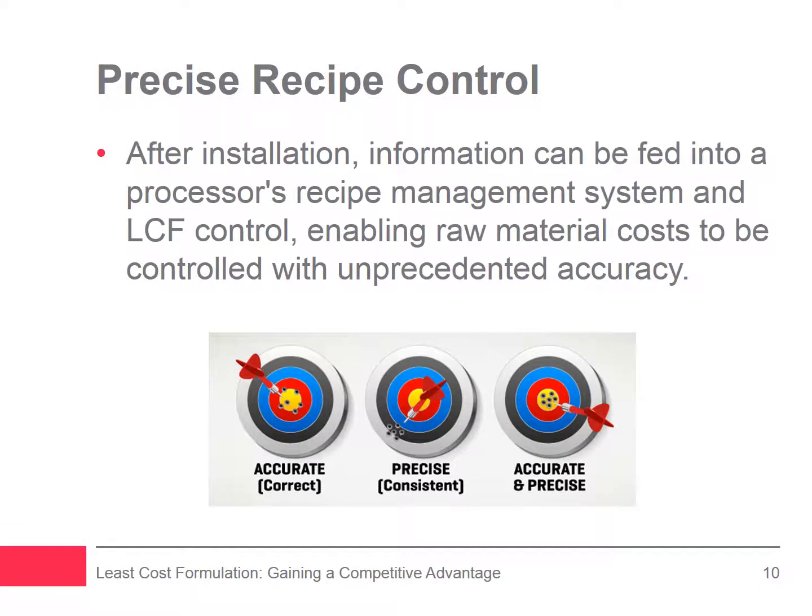Once the FA system is installed, the information can be fed into a processor's recipe management system in LCF control, enabling raw material costs to be controlled with unprecedented accuracy. Results and reports will be reliable and directly tied to cost and profit calculations. This proven connection allows production to run at higher throughputs while making the best use of the inventory available.